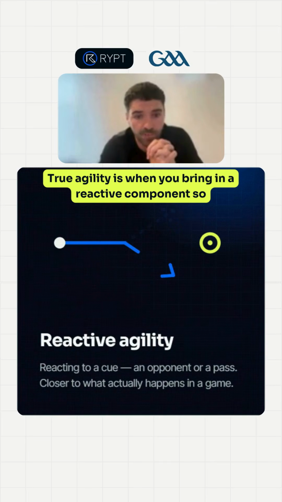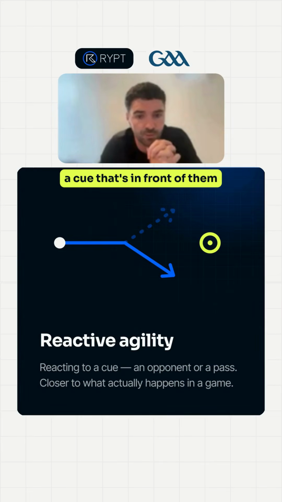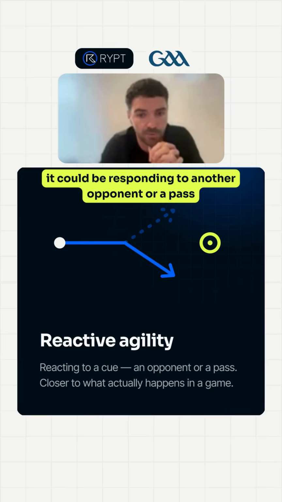True agility is when you bring in a reactive component. So the athlete is having to respond to a cue that's in front of them. That could be verbal, it could be a noise, it could be responding to another opponent or a pass.